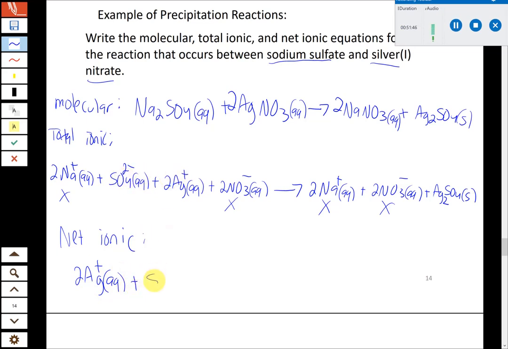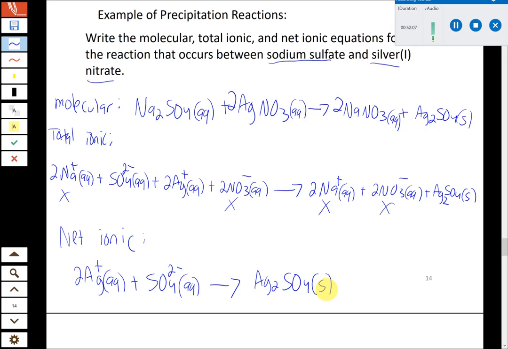SO4 2-, both aqueous. And then on the product side, we're going to have the solid that they combine to form, which is Ag2SO4. Okay? So this is pretty typical for how ionic equations work when we're dealing with precipitation reactions. All right, any questions on those?